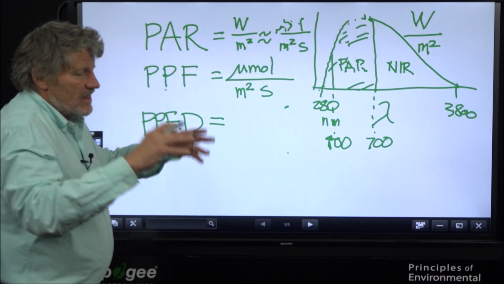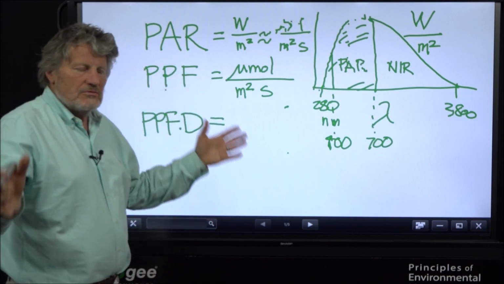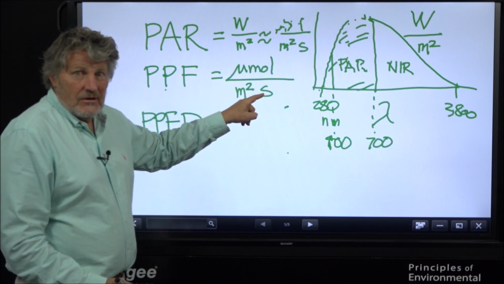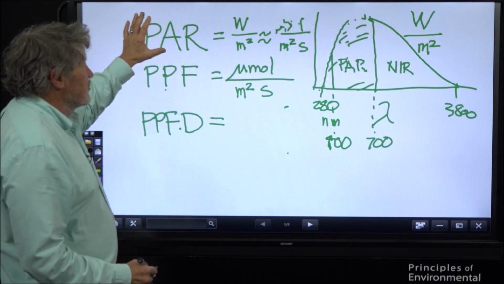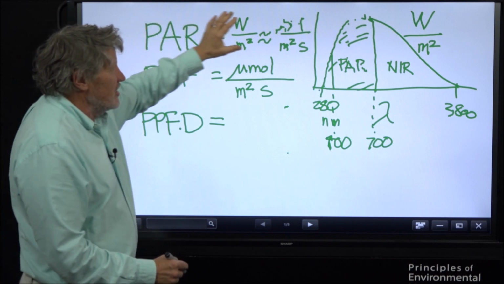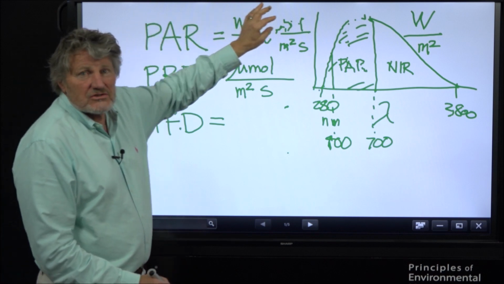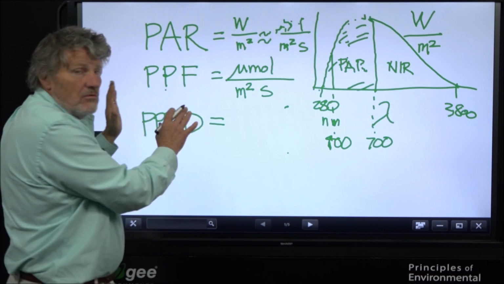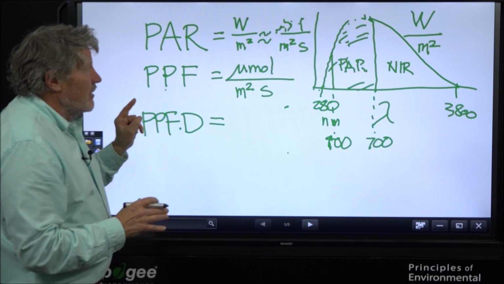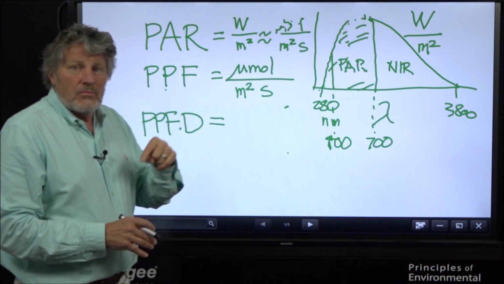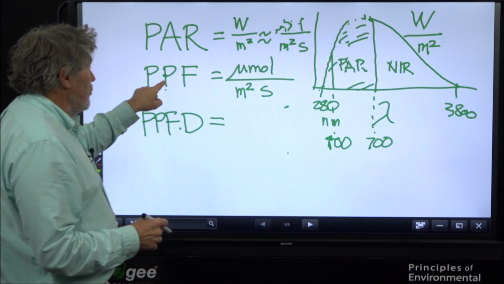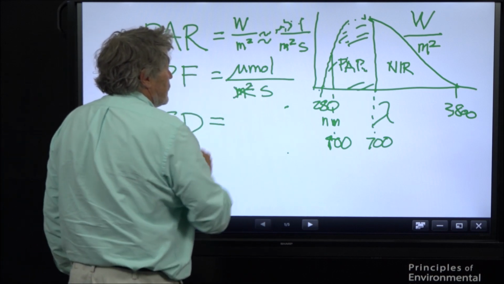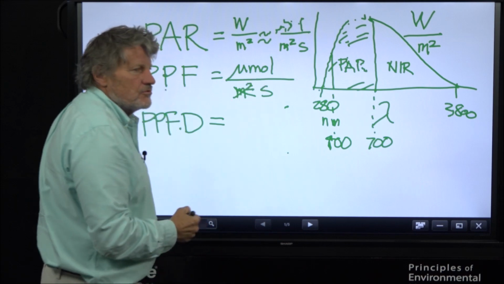PAR is still used by lots of people in common speech to refer to a photon flux density, but technically we try and reserve the term PAR for a generic term that could mean energy flux, it could mean photon flux. PPFD we try and reserve for an amount per area per time, and then now we're starting to use PPF, no meter squared, just micromoles per second.